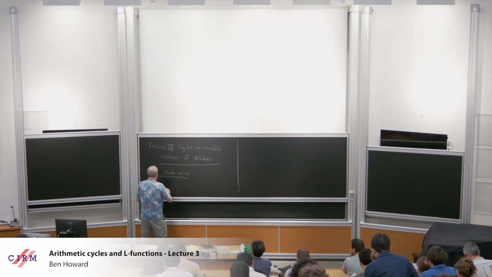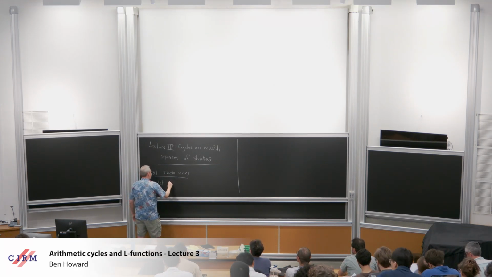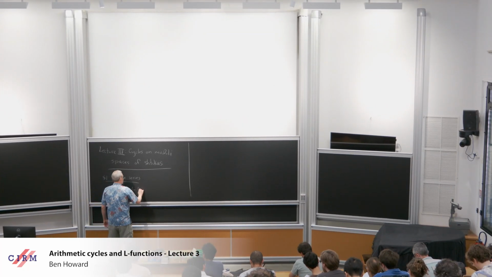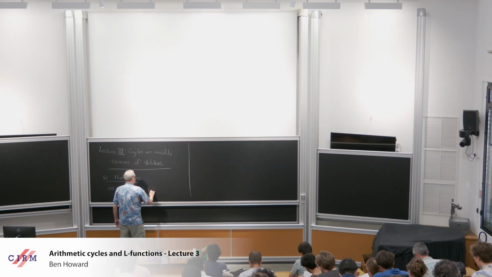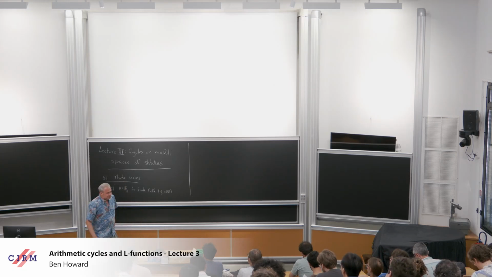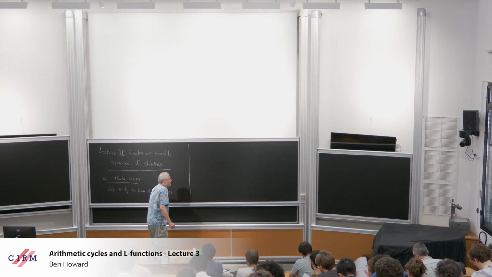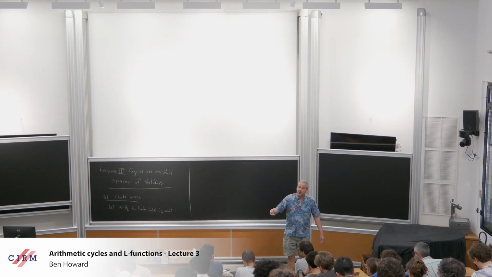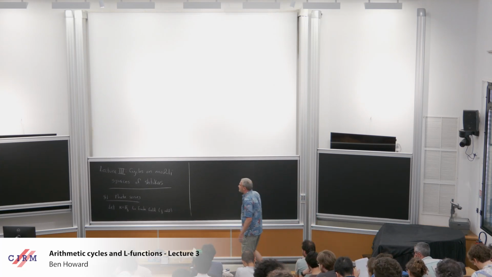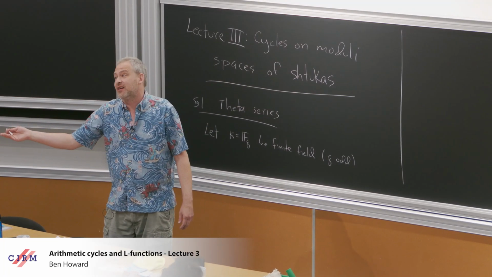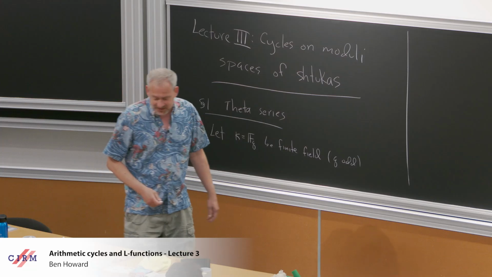Today, K is going to be a finite field, F_q. q is odd. We're going to stick with unitary groups and the function field analogs of unitary Shimura varieties, and so we need the function field analog of a quadratic imaginary field.